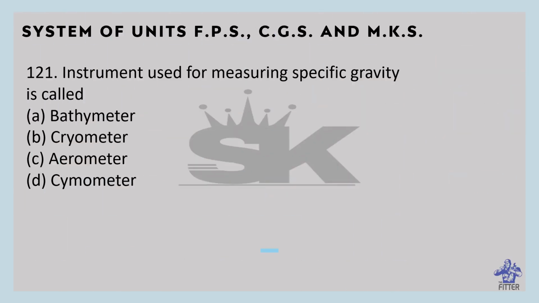Instrument used for measuring specific gravity or density is called aerometer. The aerometers used nowadays are mostly made of glass.